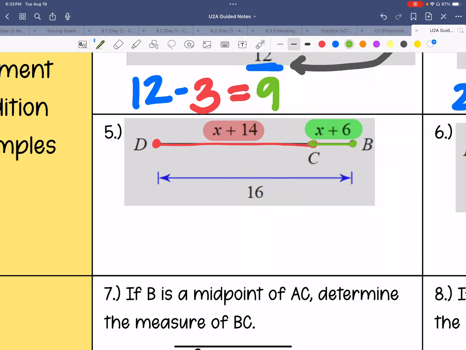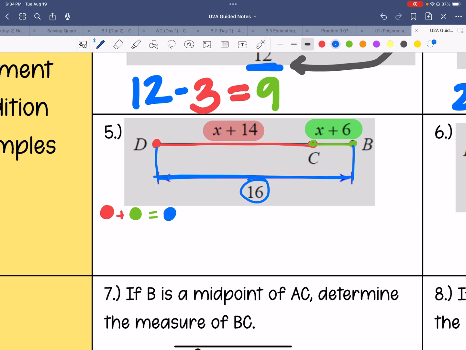And then we also know that the whole segment is 16. So our whole segment is 16. Then we can set up our problem. If we take this red part of our segment and we add the green portion of our segment, then we are going to end up with our entire blue segment.